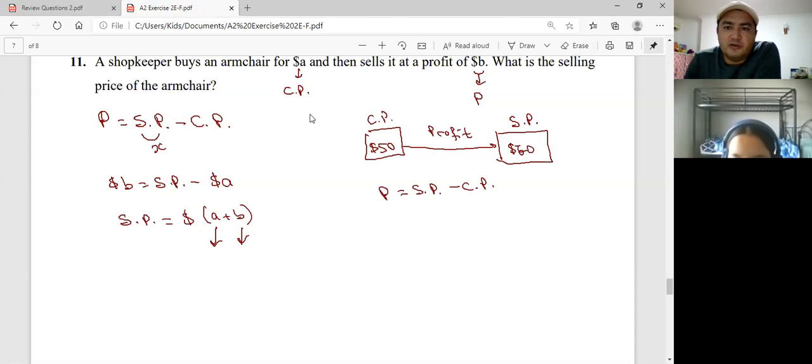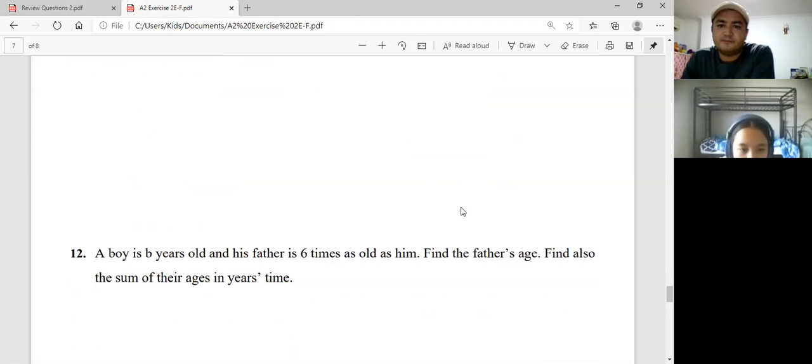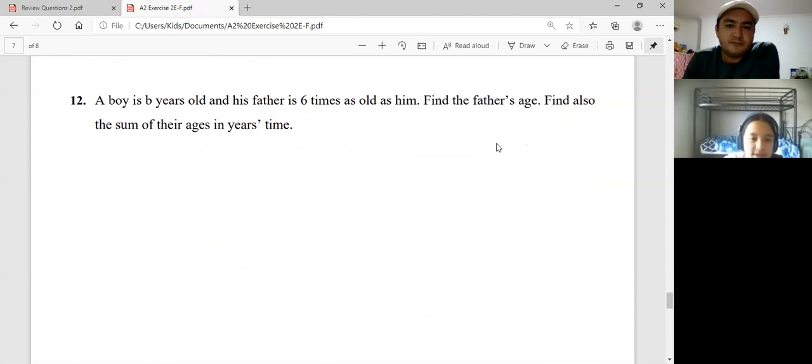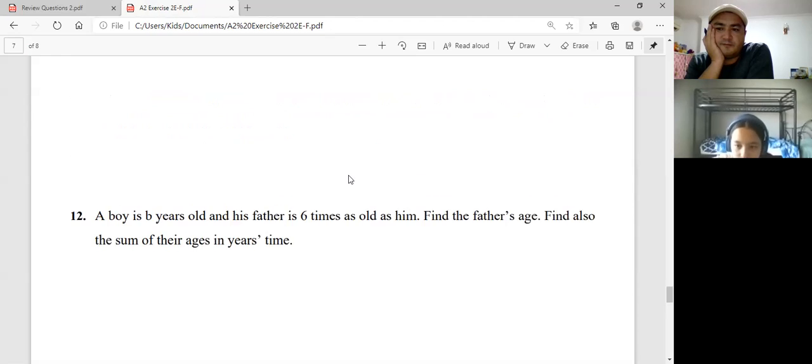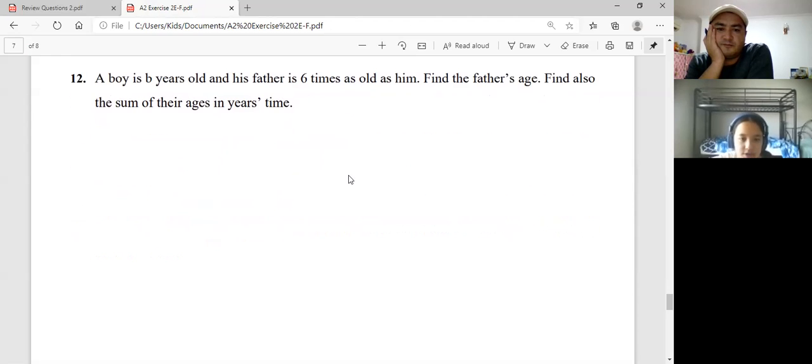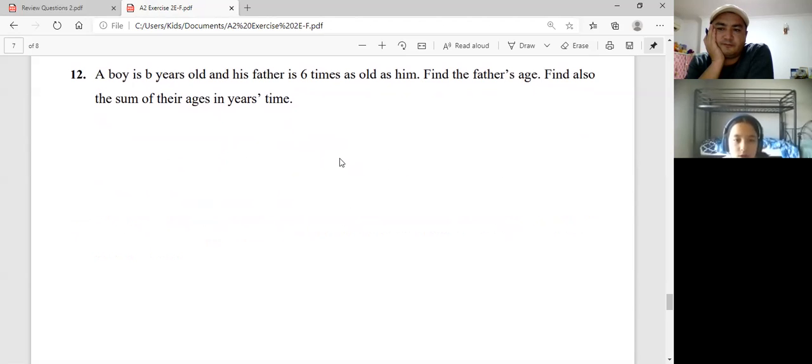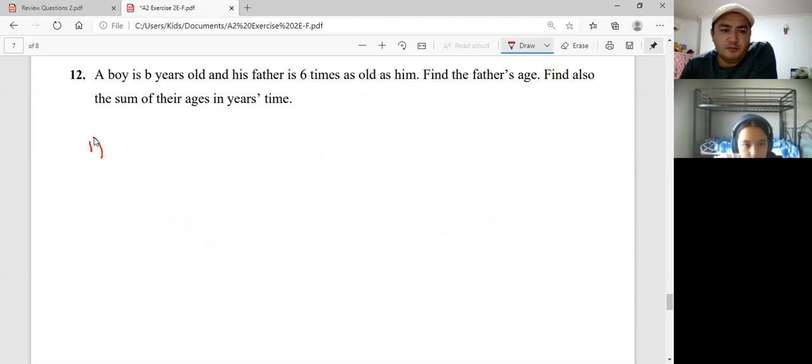Okay, let's move to another question. Question 11. A boy is b years old and his father is 6 times as old as him. Find the father's age. Find also the sum of their ages in m years time. So it's b times 6, right? Shahina, when you are solving age problems, I suggested drawing a table. Here, for example, we are talking about two people, so draw a table.